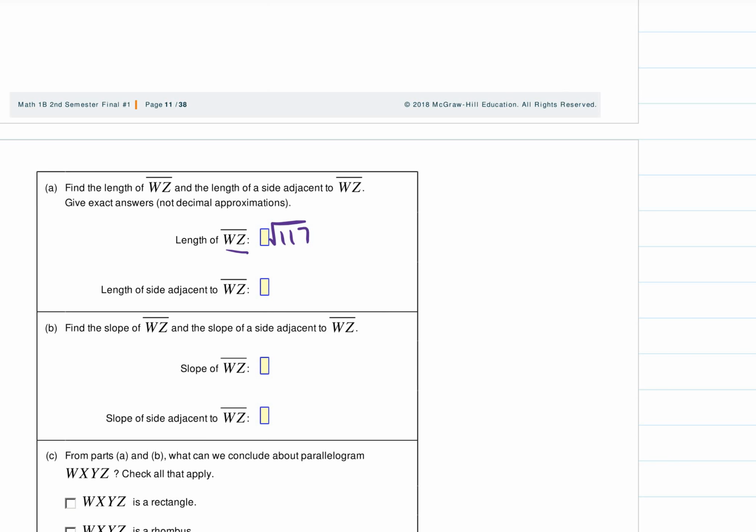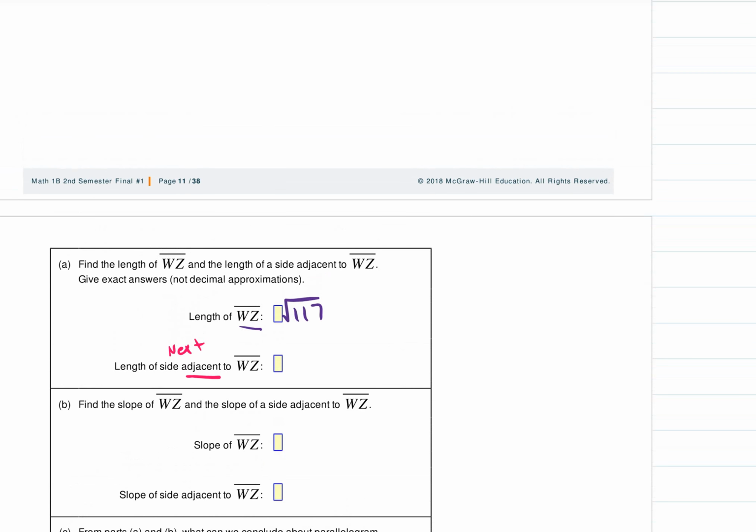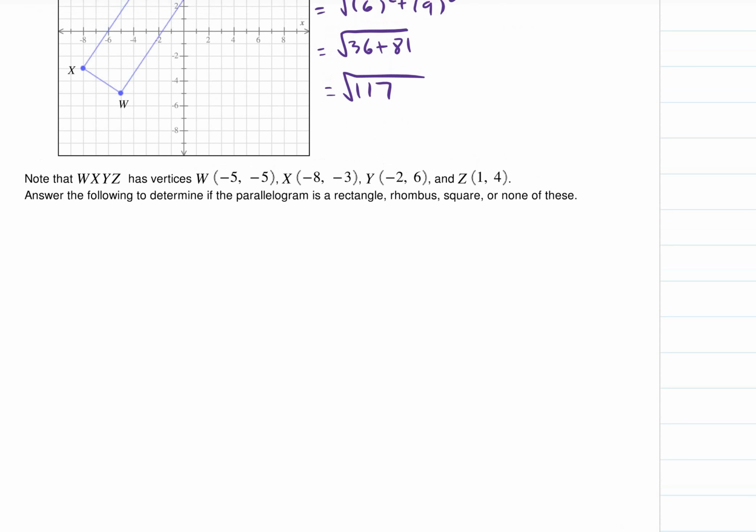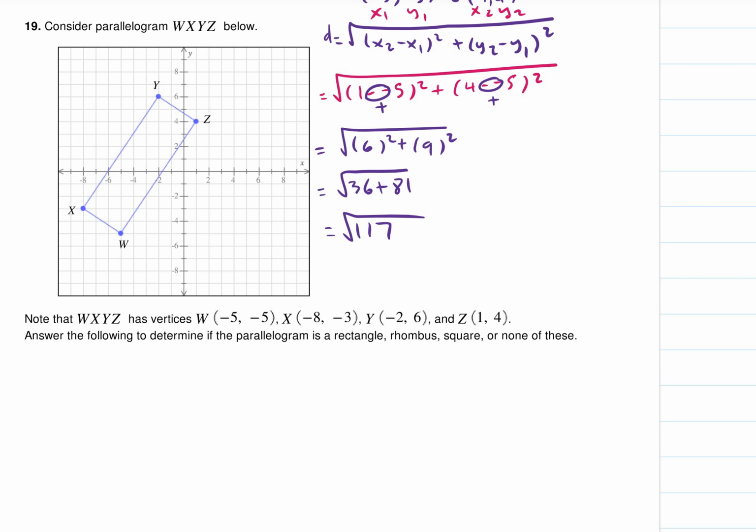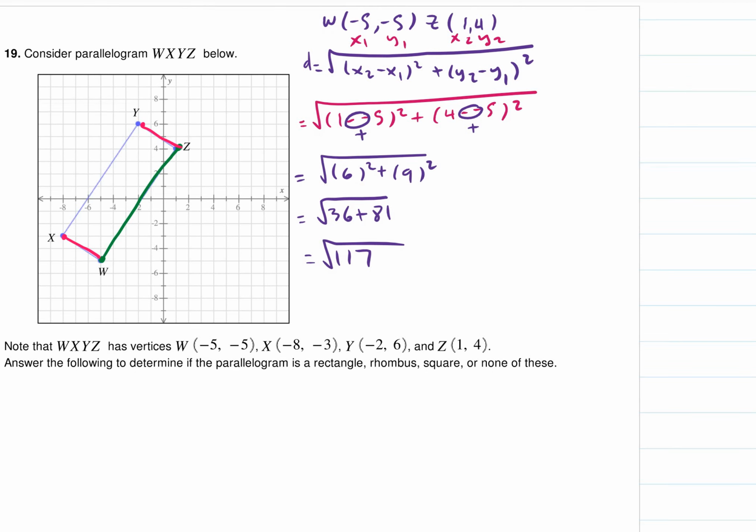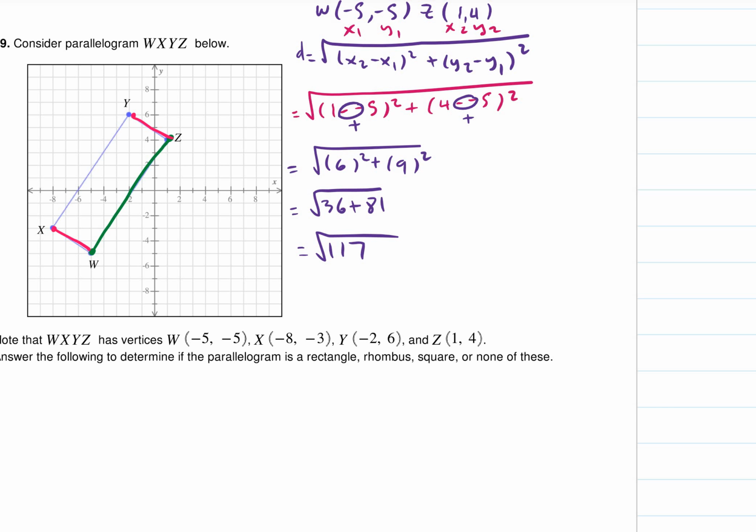Now find the length of a side adjacent to WZ. Adjacent means next to. We pick a side that's next to WZ, or in a different way, a side that shares one point, either W or Z. Next to WZ is either XW or YZ. I will pick XW. It doesn't matter which one you choose, just pick one.